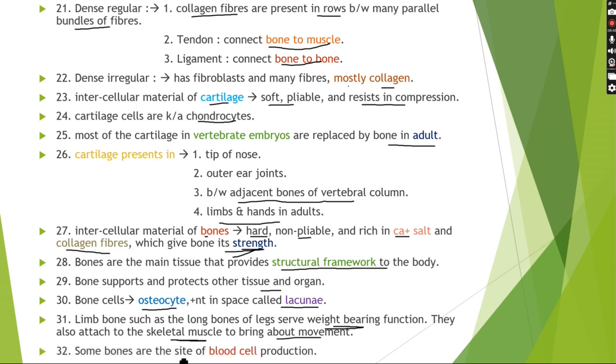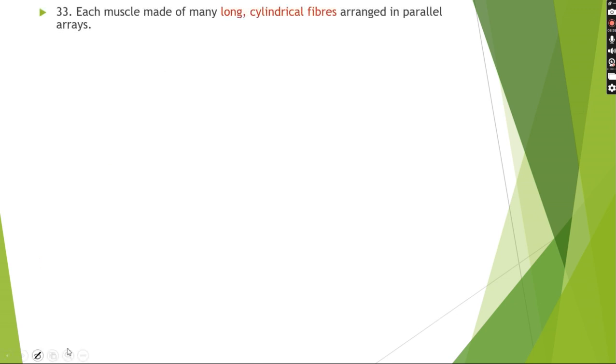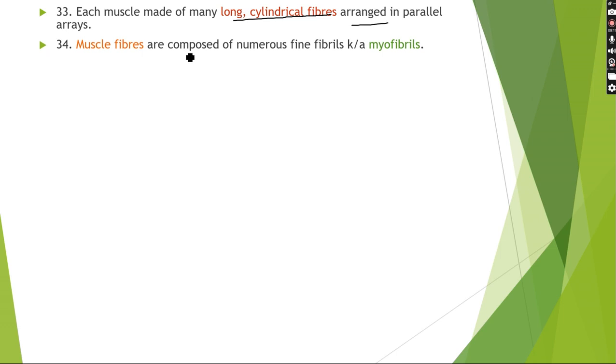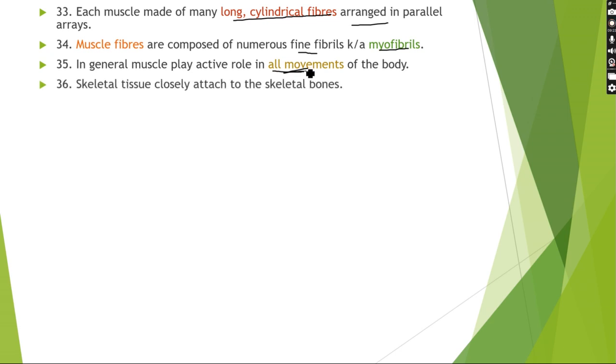Then some bone are the site of the blood cell production. Okay, not all bone. Some bones are the site of the blood cell production. Then next, muscle. Each muscle made up of many long cylindrical fibers which are arranged in parallel arrays. Okay. Then muscle fiber are composed of the numerous fine fibrils known as myofibrils. Then in general, muscle play active role in all movement of the body.